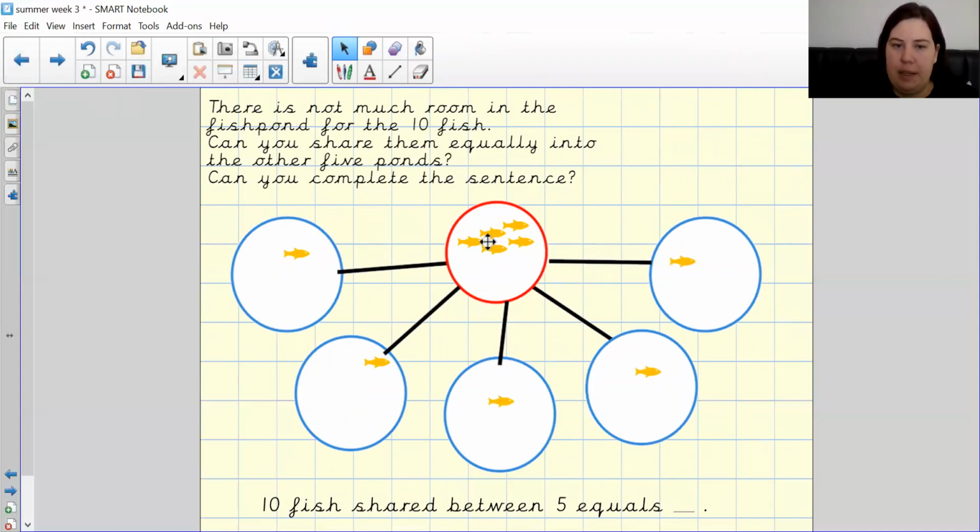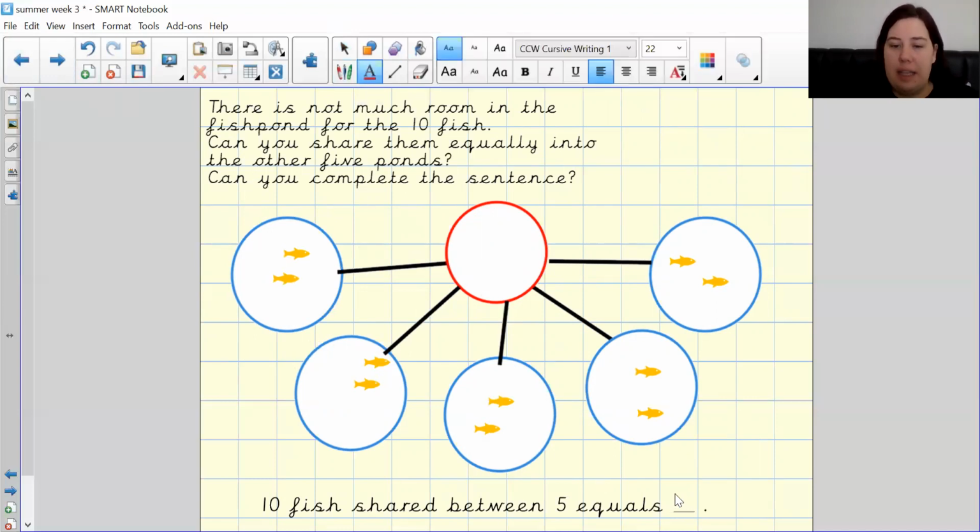And I'm going to do the same thing again. 1, 2, 3, 4 and 5. So now, how many is in each group? Well done. There is 2 in each group. So 10 fish shared between 5 equals 2.